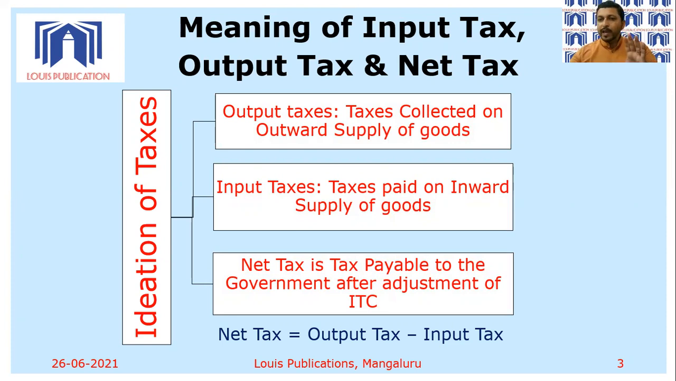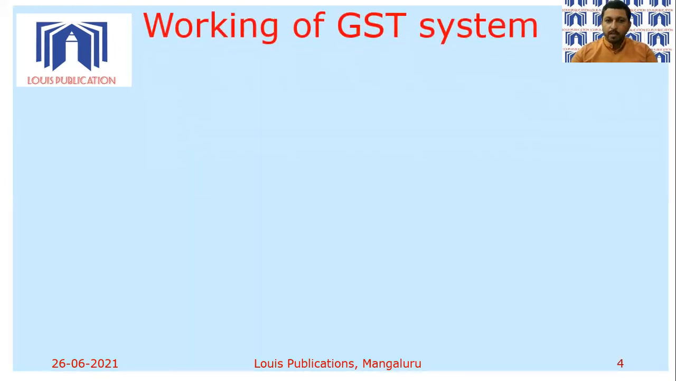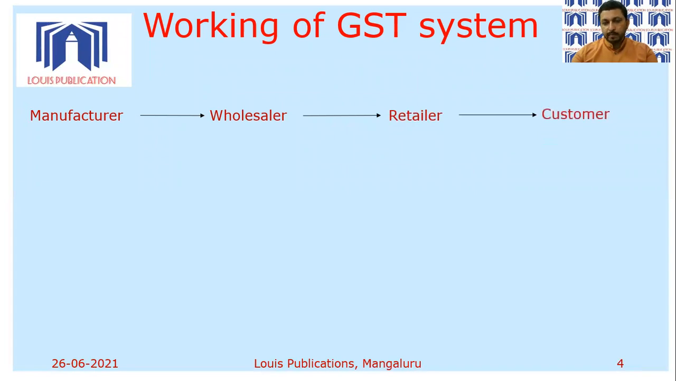Now we are going to carry the idea of output tax, input tax, and net tax to understand how the system of GST works. For the working of the GST system, I will take an example of a supply chain. Say there is a manufacturer who is selling goods to the wholesaler. The wholesaler is selling goods to the retailer. The retailer is finally selling goods to the customer. Now, how does this concept of GST apply in the hands of different people?